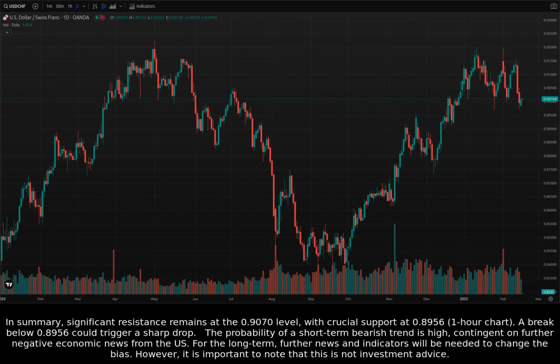In summary, significant resistance remains at the 0.9070 level, with crucial support at 0.8956, 1-hour chart. A break below 0.8956 could trigger a sharp drop. The probability of a short-term bearish trend is high, contingent on further negative economic news from the US. For the long term, further news and indicators will be needed to change the bias.